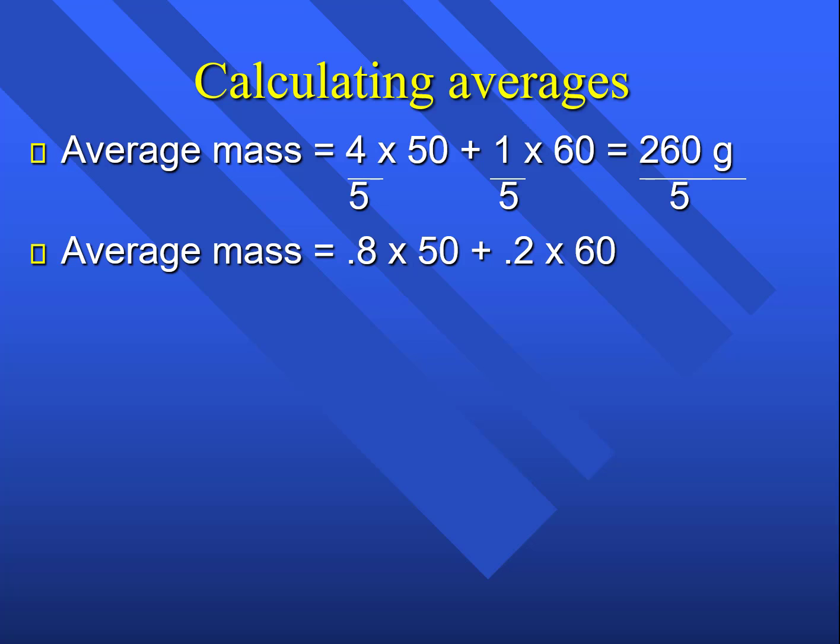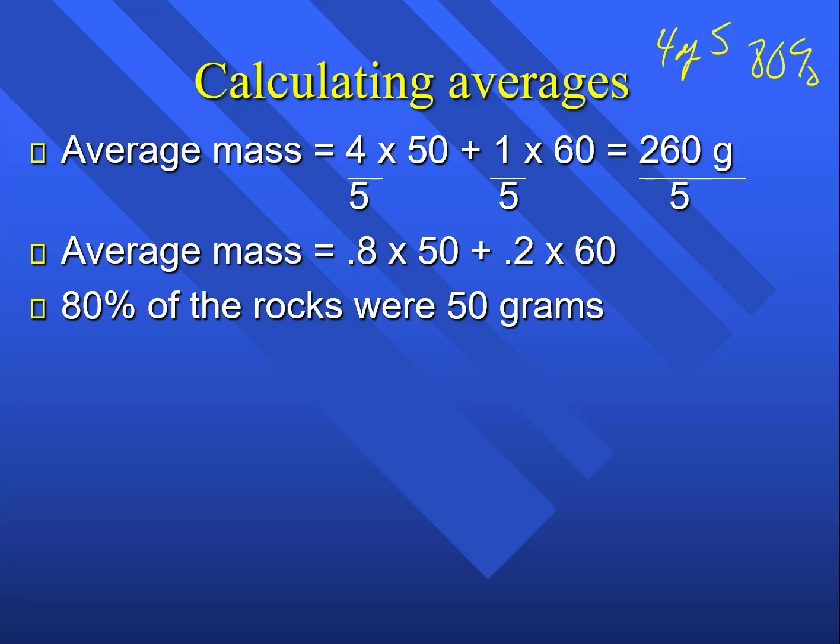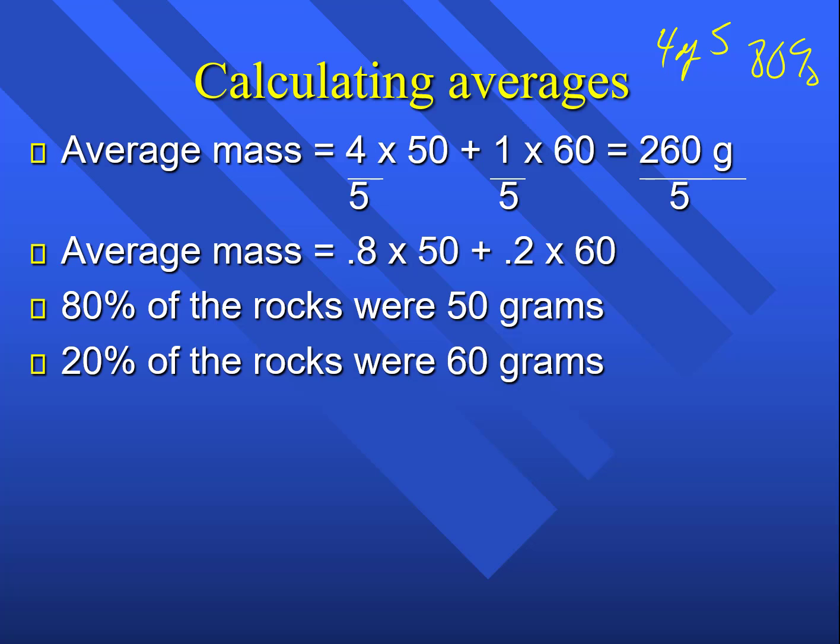4 out of 5 of my rocks weighed 50 grams. What percent was that? 4 out of 5? That's 80%, isn't it? So 80% of the rocks weighed 50 grams and 20% weighed 60 grams. Well, 80% means 80 over 100. That's 0.8. 20% means 20 per 100, 20 over 100. That's 0.2.